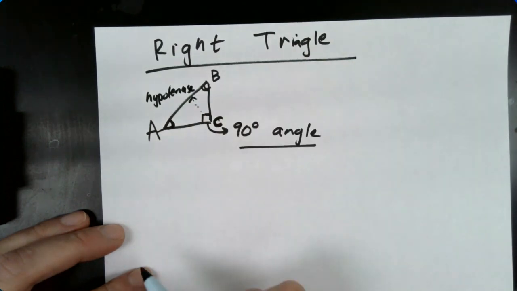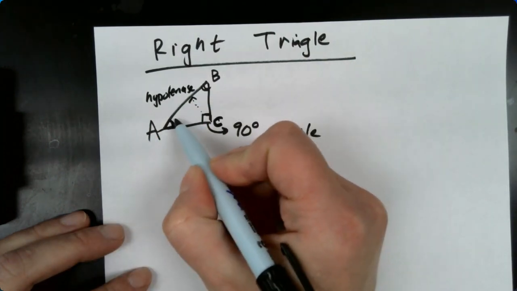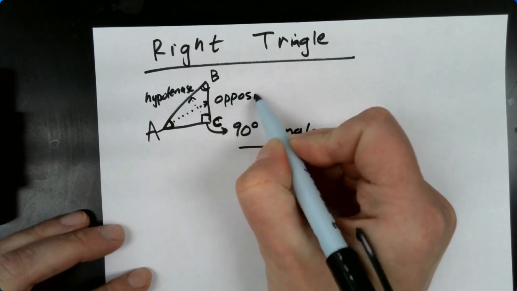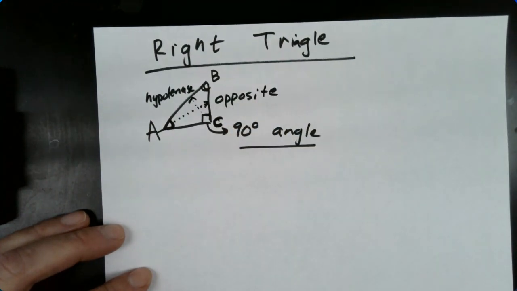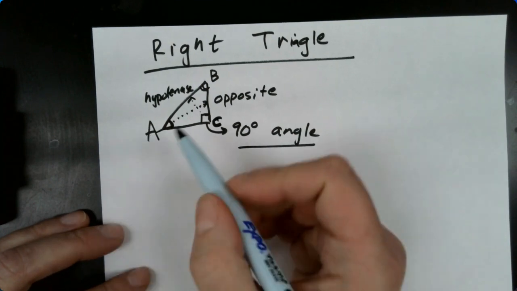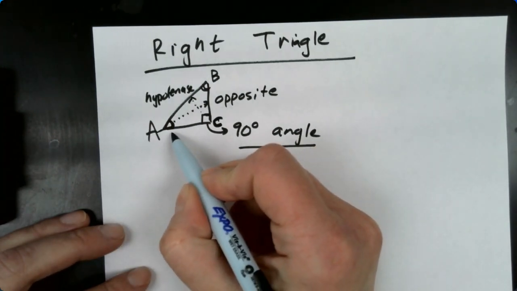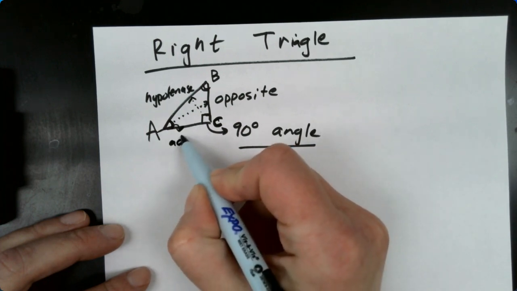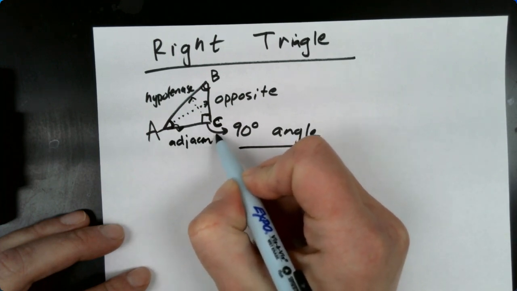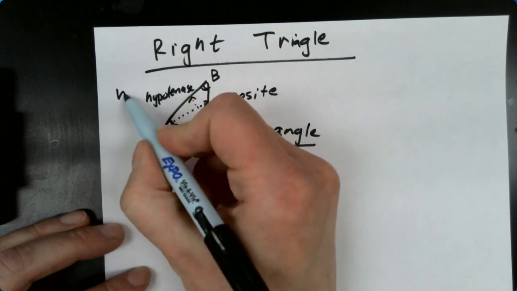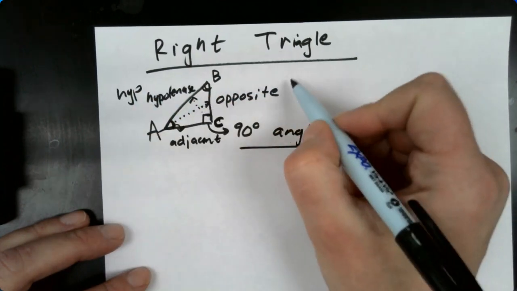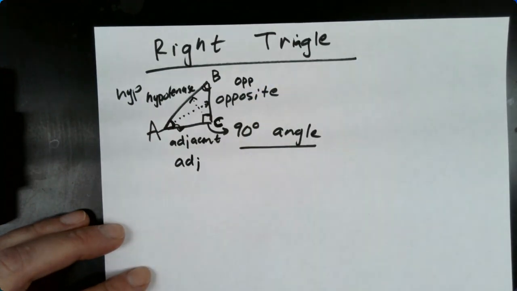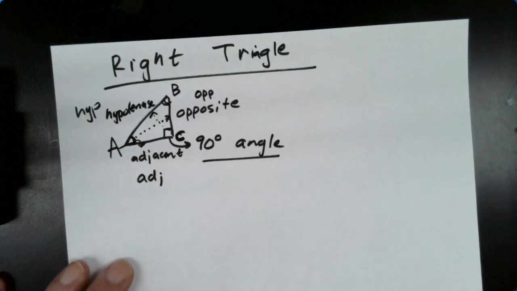Good. Opposite. So we have opposite of A. That's going to be over here. Opposite of A. Okay. What else do we have? Adjacent. The weird one. This one's hard for me to remember. The one that's below A is called the adjacent. And we can abbreviate this. We can call hypotenuse HYP, opposite OP, and adjacent ADJ.